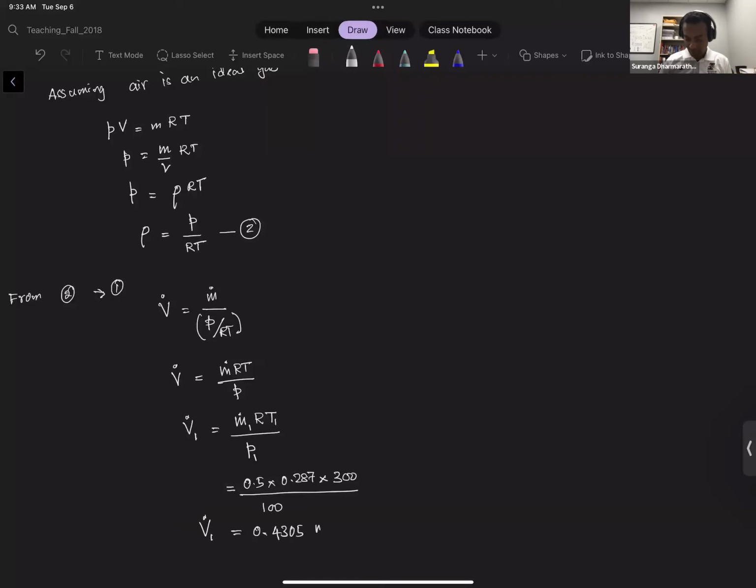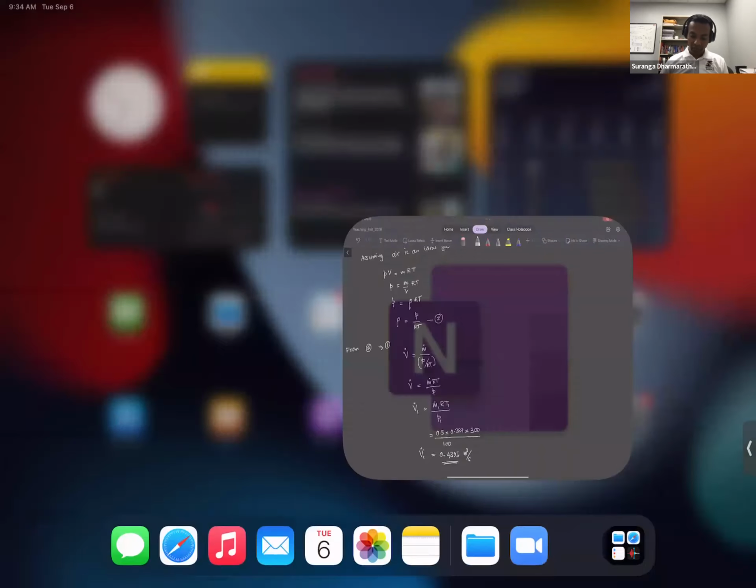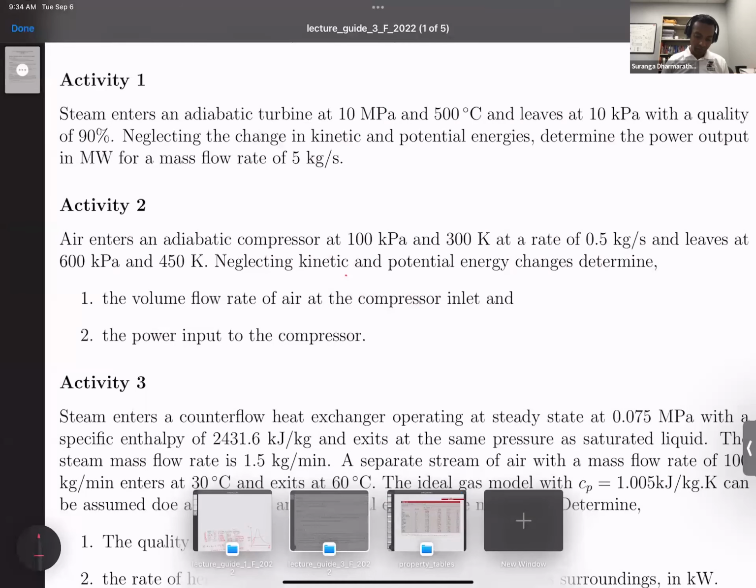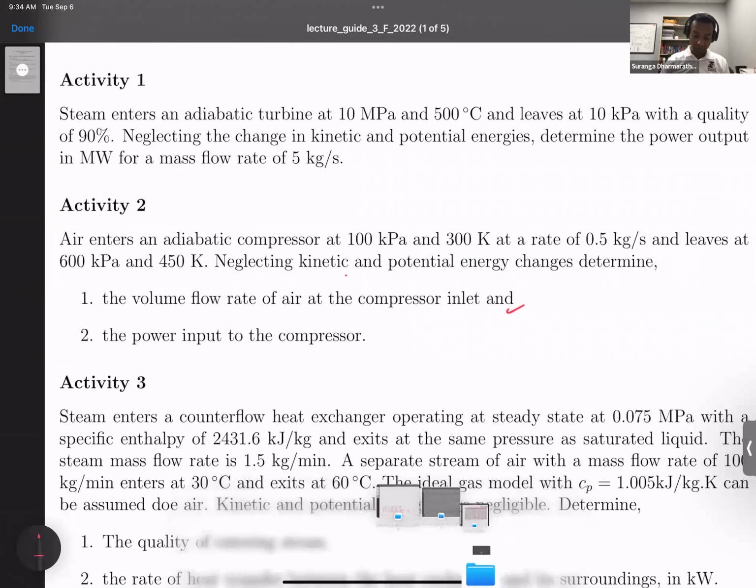So the volume flow rate at state 1 is 0.4305 cubic meters per second. That's the volume flow rate of air at the compressor inlet. State 1 is the compressor inlet. So we solved the first part of that problem.